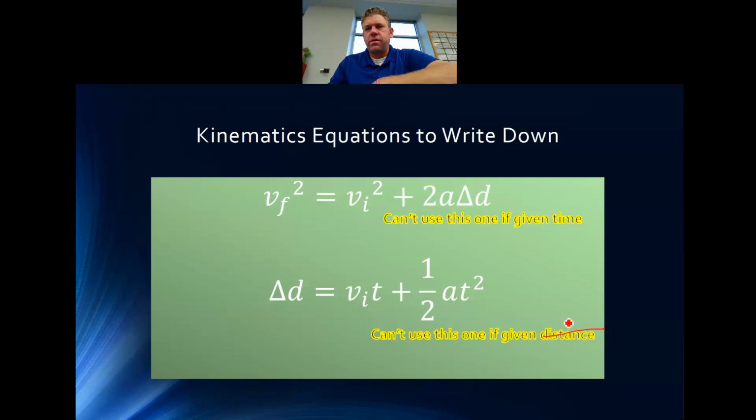not distance. That's going to be final velocity. So if they give us final velocity, we can't use that bottom one at all, right? Distance is able to be used in there. Initial velocity is able to be used.